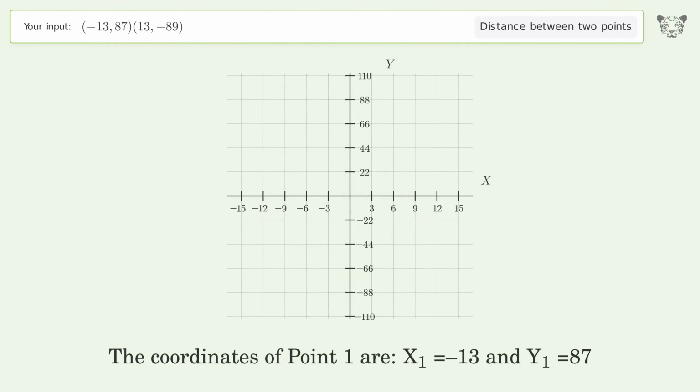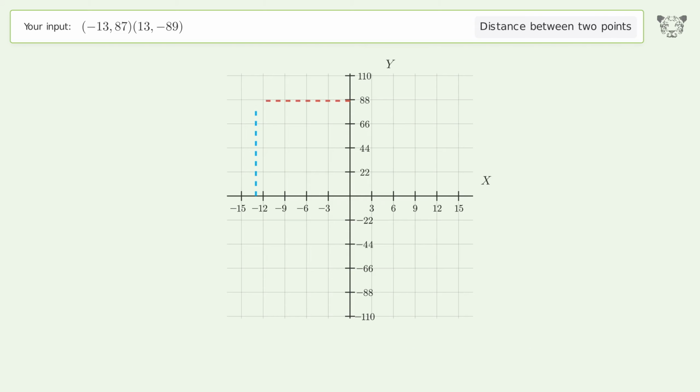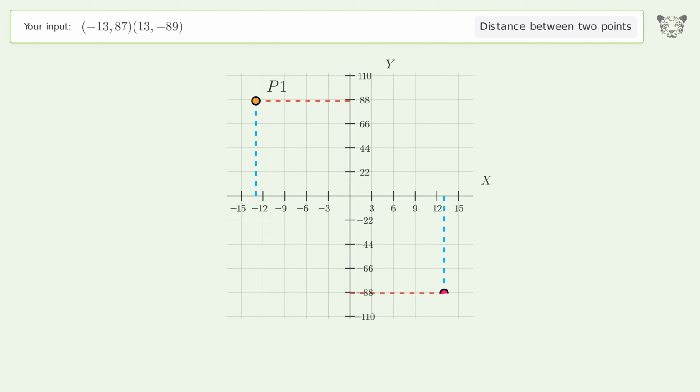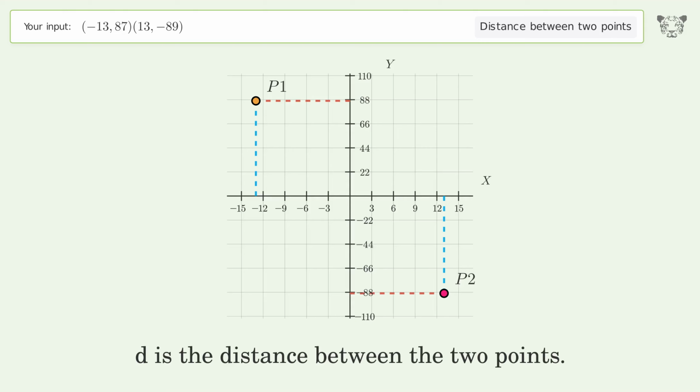The coordinates of point 1 are x1 equals -13 and y1 equals 87. The coordinates of point 2 are x2 equals 13 and y2 equals -89. D is the distance between the 2 points.